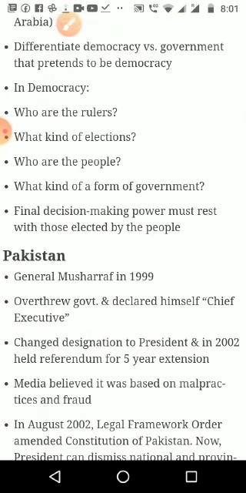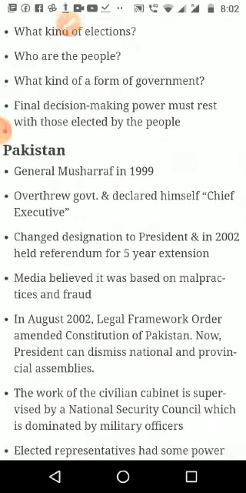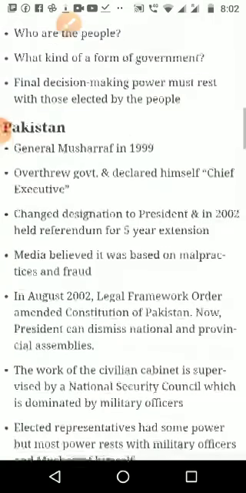In democracy, who are the rulers? What kind of election? Who are the people? What kind of form of government? Final decision-making power must rest with those elected by the people.